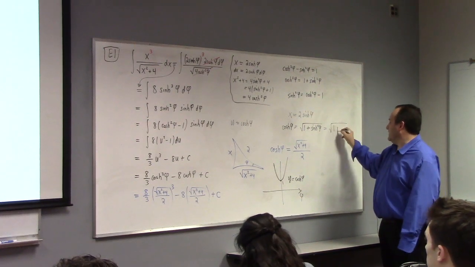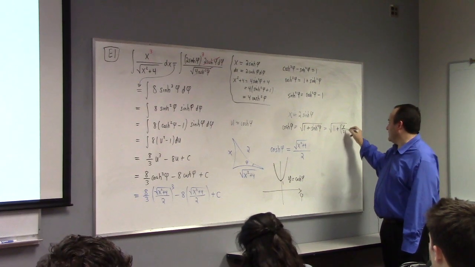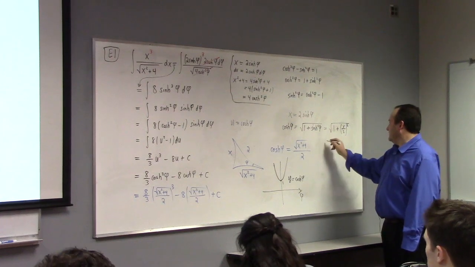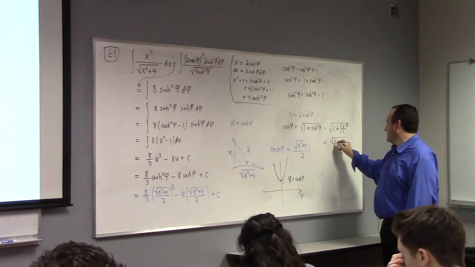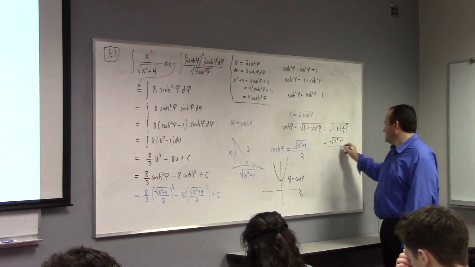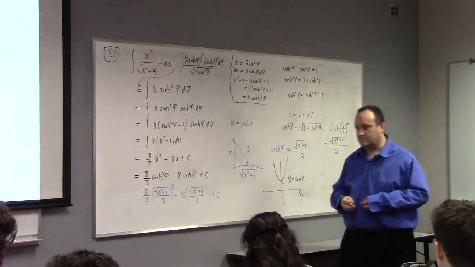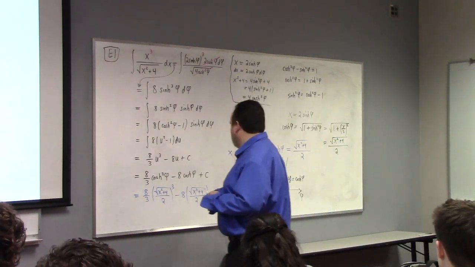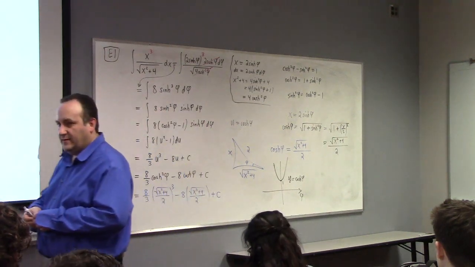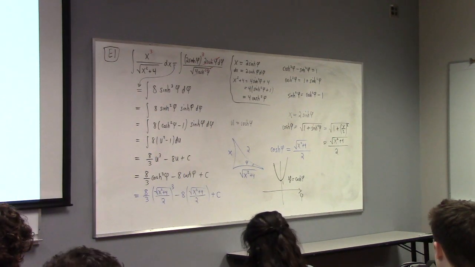Sinh phi is x over 2 quantity squared, right? I mean, I'm squaring sinh. And then if you look at that, well, that's the square root of x squared plus 4 divided by 2. Which, of course, is what I said before on the basis of my magical hyperbolic triangle.